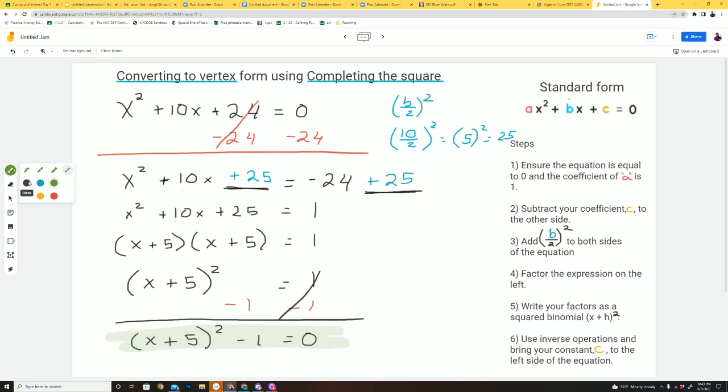And if you wanted to write what the vertex was, the vertex is the opposite sign of this term here. So this is negative 5, and the sign of the constant outside stays the same, negative 1.